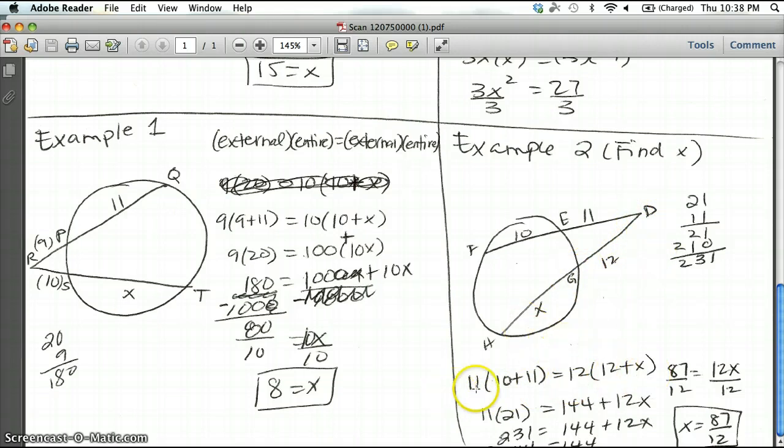So I went ahead and added my parentheses. So 11 times 21 is equal to 12 times 12 is 144, and 12 times x is 12x. So 11 times 21 is 231. I subtracted 144 from both sides, and I got 87 is equal to 12x. I divided by 12, and my x is equal to 87 divided by 12. Okay?